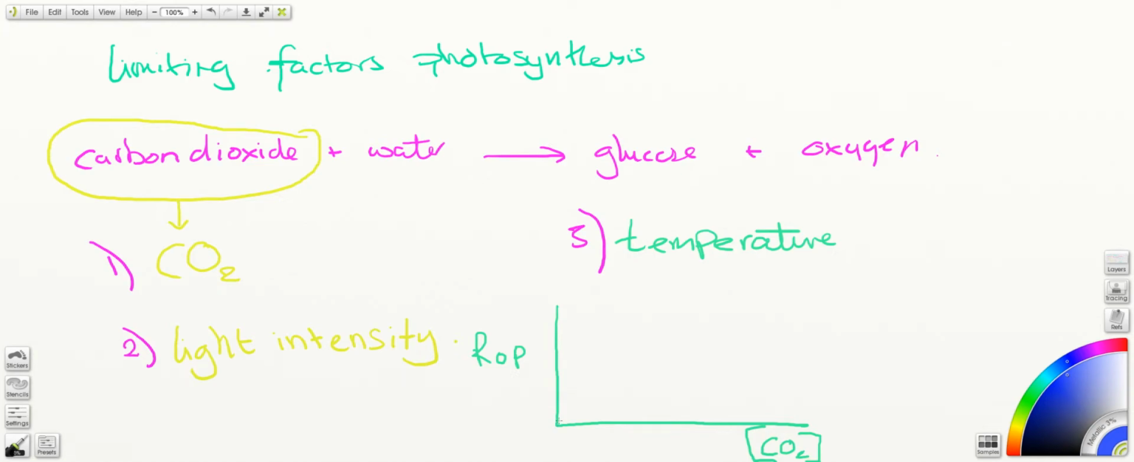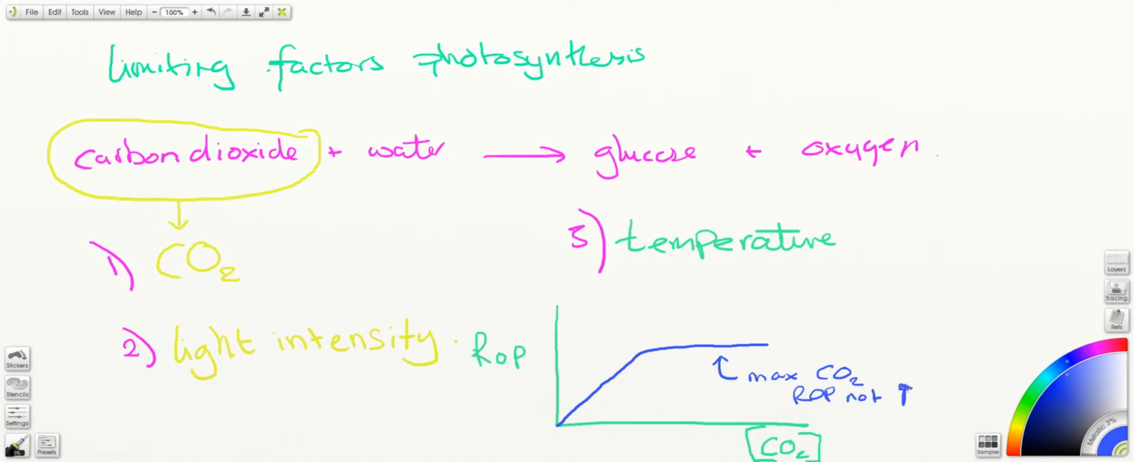Now number one, as we're increasing the amount of carbon dioxide, our rate of photosynthesis is also increasing. However, there'll come a point at which it doesn't matter how much you increase your carbon dioxide concentration by, the rate of photosynthesis will not increase. So what this means is that we have maximum amount of CO2, but our rate of photosynthesis is not going up.